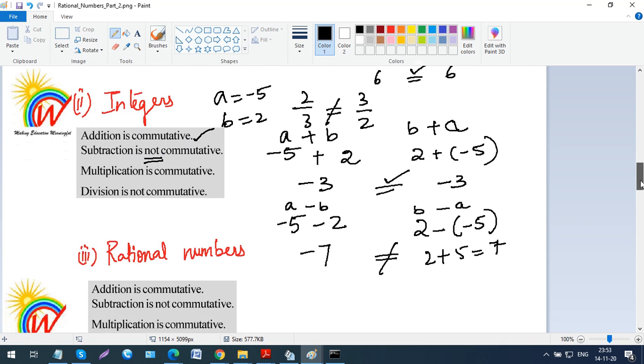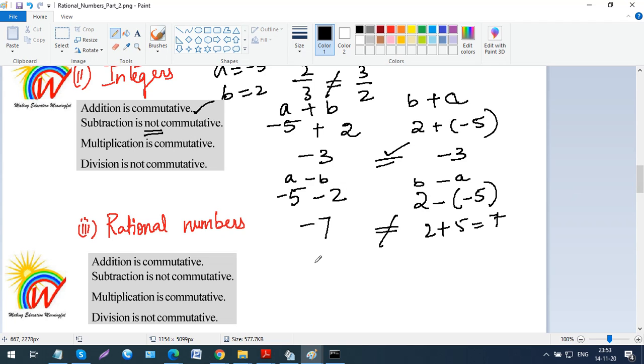Now let's look at multiplication. If I take minus 5 into 2 or 2 into minus 5, I'm going to get minus 10 as the answer. So it works for multiplication. What about division? Again the same problem. Minus 5 by 2 is not equal to 2 by minus 5. So it's not commutative.